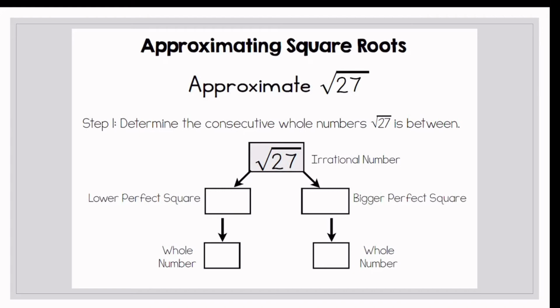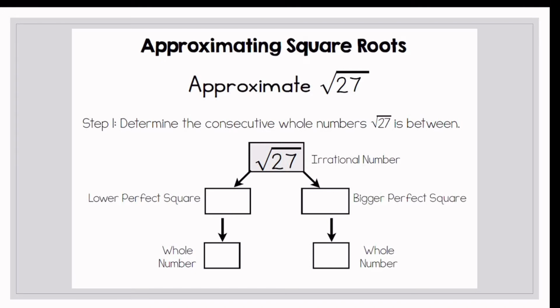So our first step is to determine the consecutive whole numbers that it's between, meaning what two values come one after the other. Consecutive whole numbers would be 2 and 3, 8 and 9, 13 and 14. There are numbers that come one right after the other. That's what consecutive means. And we want the whole numbers that it falls between. So we're going to think of the perfect squares. What I would write in is the two perfect squares that it falls between.